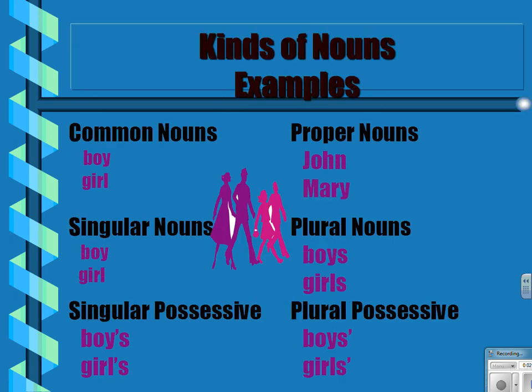And here are the kinds of nouns and some examples. We have common nouns, like boy or girl. Proper nouns would be like John or Mary. Singular nouns meaning one, single, boy and girl. Plural nouns meaning more than one, so we have to add that S, boys and girls. Singular possessive meaning one boy owns it or one girl owns it, so we have apostrophe S. For plural possessive, we have more than one boy or more than one girl, so we have to put that apostrophe after the S.